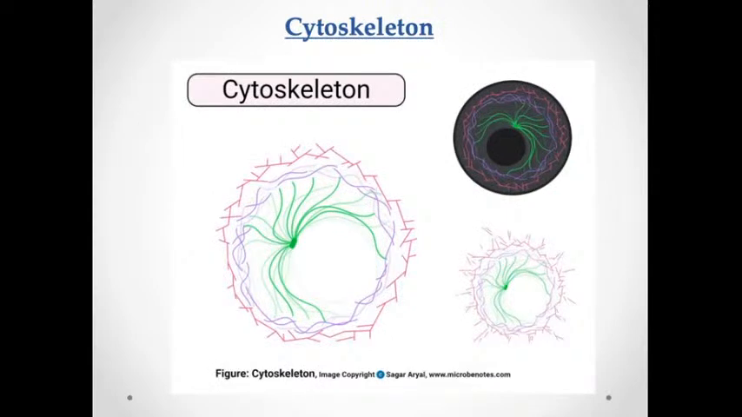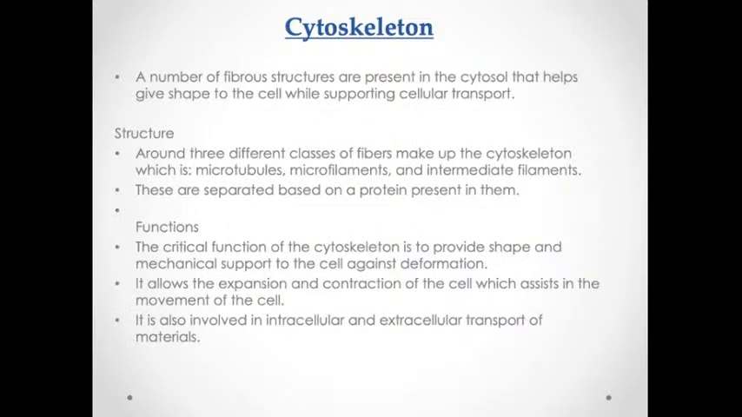Then comes your cytoskeleton, which helps in the movement of a cell from one place to another. This is how the cytoskeleton looks. A number of fibrous structures are present in the cytosol that help give shape to the cell while supporting cellular transport. There are three different classes of fibers: microtubules, microfilaments, and intermediate filaments. These are separated based on the protein present in them.